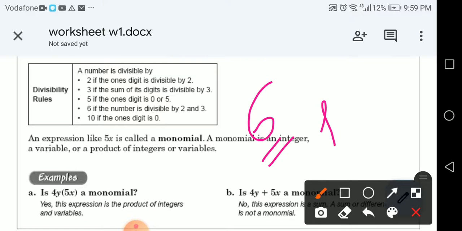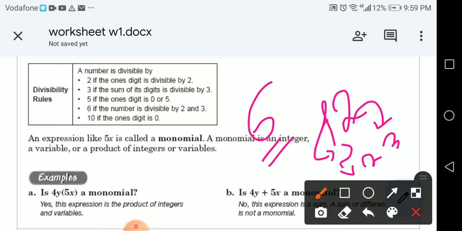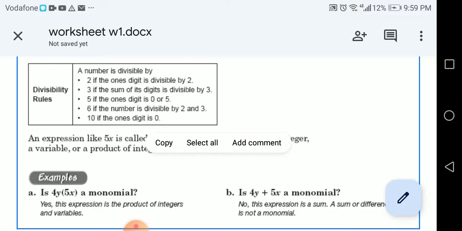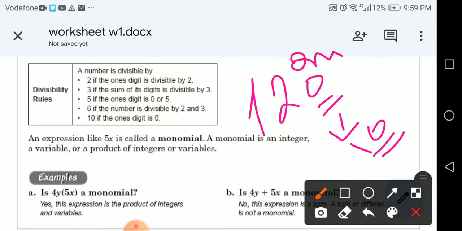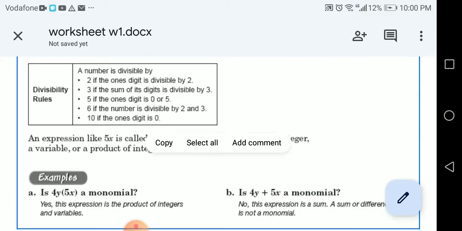So we can say here also 12. It's divisible by 2. 12 divided by 2 gives me, yes, 6, and divisible by 3. Is 12 here divisible by 3 or not? Yes, gives me 4. So now if it's divisible by 2 and 3 together, it's divisible by 6. 10: if the ones digit is 0, so you can say here 120 is divisible by 10, because the ones digit here is 0.